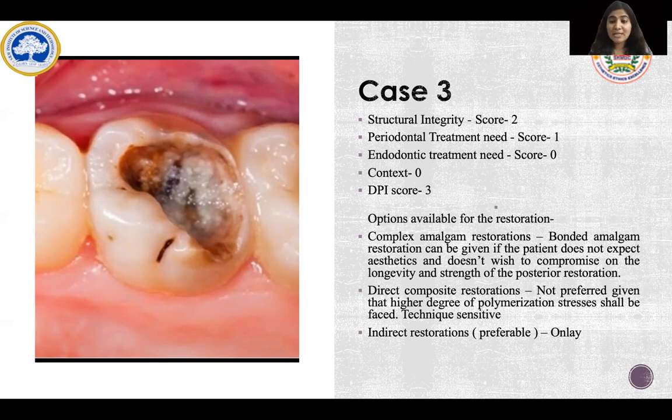Direct composite restorations are not preferred in these cases due to the higher degree of polymerization shrinkage that would be happening at the interfaces. It is extremely technique sensitive. However, an indirect composite restoration can be chosen for such cases. Indirect restorations are always the preferable options in these cases. Preferably an onlay can be given in this particular case because we can see that all the cusps need to be capped.